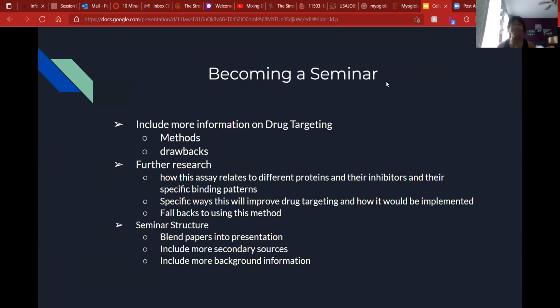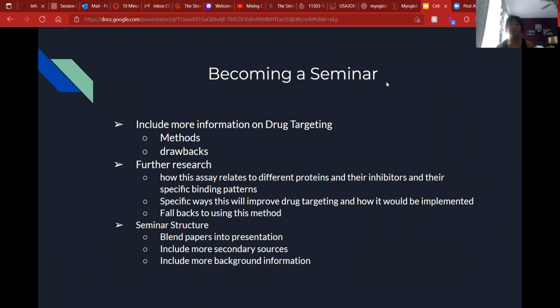So how are we going to make this a seminar? Well, I would like to include more information on drug targeting. I want to look more into the methods, give more background into those, specifically the cellular and the small molecule methods, because those were what I discussed. And then the drawbacks of each of those methods and how they are working to improve those outside of CETSA.